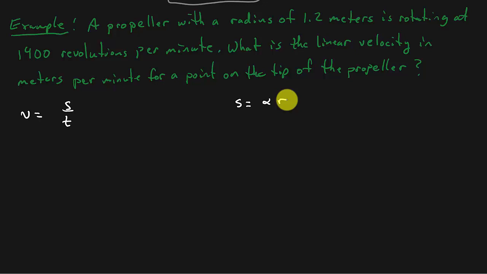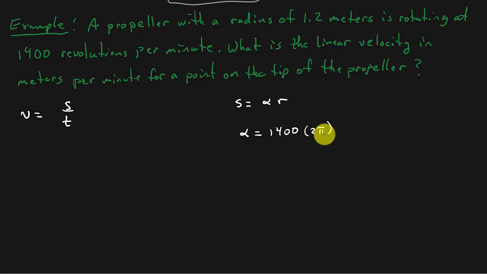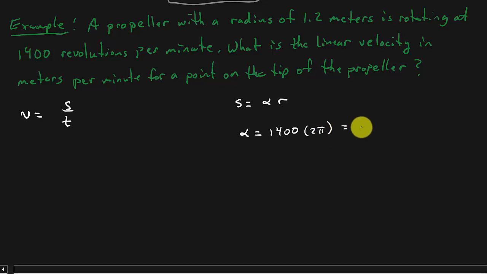Well, do we know alpha? Well, yes, we know alpha. It says it's rotating at 1,400 revolutions per minute. So alpha is equal to what? 1,400 times 2 pi. Remember, alpha is your angle. So remember, one revolution is 2 pi. 2 revolutions would be 4 pi, 6 pi, 8 pi, and so on. So the 1400 times 2 pi, that's going to be 2800 pi.